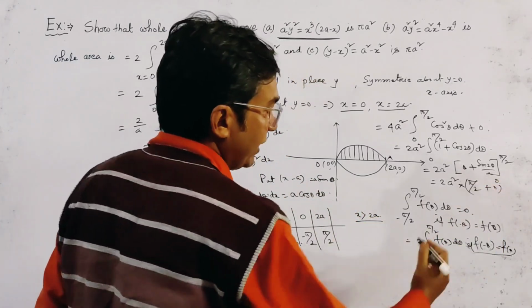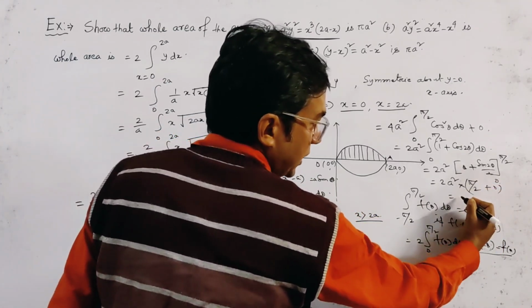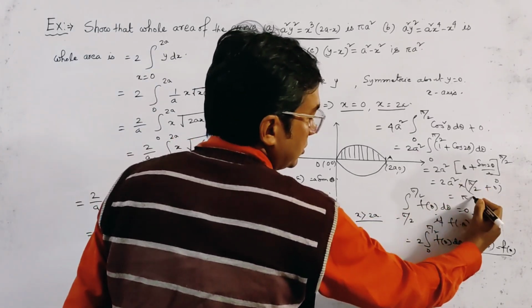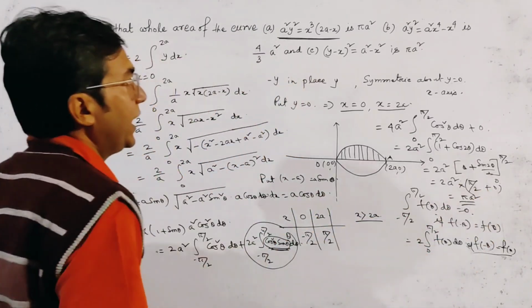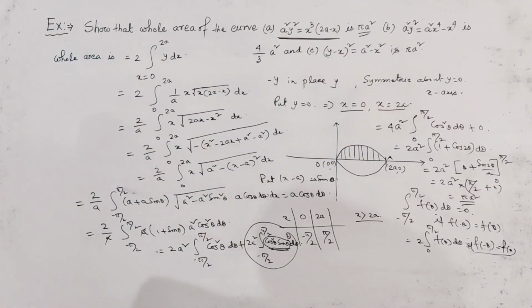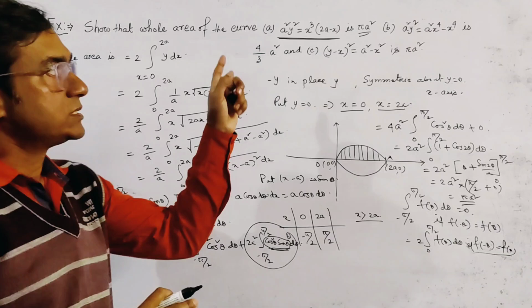So we get the value of the whole curve is given by pi a square. Okay, and this is our first answer. Right, now we go to the second problem.